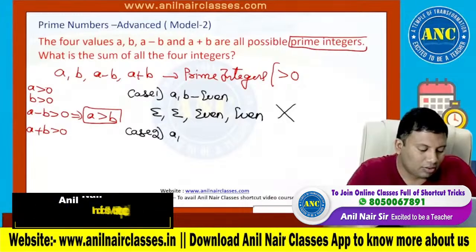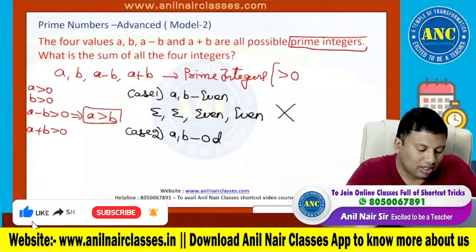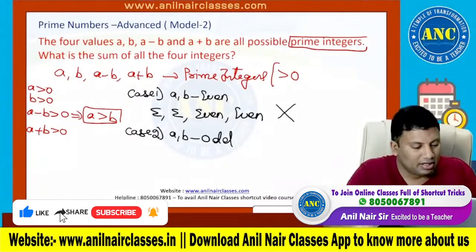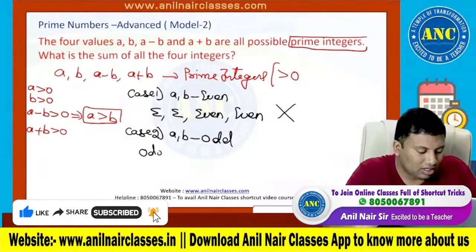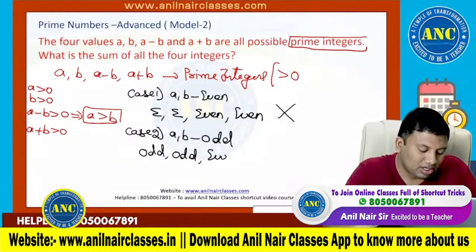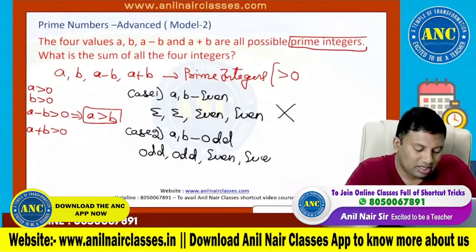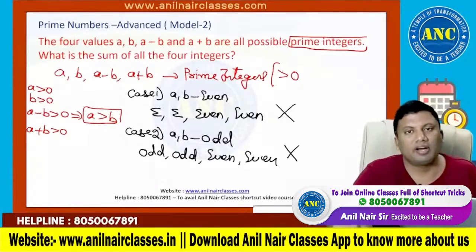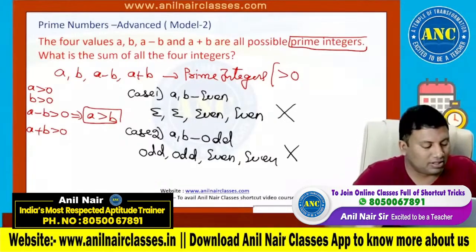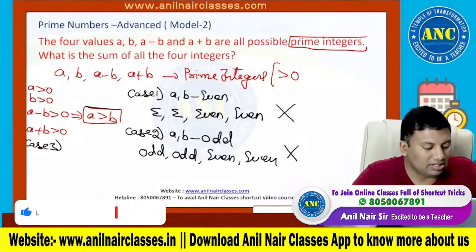Case number 2, A and B both are odd. Let me take both as odd numbers. A is an odd number, B is an odd number. Odd minus odd, even. Odd plus odd, even. There cannot be 2 even numbers in the set of prime numbers. Case number 3, A is greater than B.